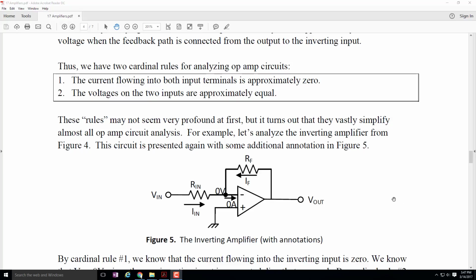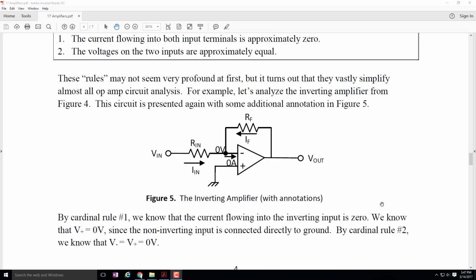It turns out that those don't seem like very profound cardinal rules, but let's look at an example of how they are. What I've done here in figure 5 is I've simply replicated figure 4, but I've added a few annotations. I'm going to label this as I sub n, and this as I sub f. I know that this positive terminal, the non-inverting input, is tied directly to ground, or the reference voltage. So that's equal to 0 volts. According to the second cardinal rule, the voltages on the 2 inputs are approximately equal, which means that this voltage is also equal to 0 volts.